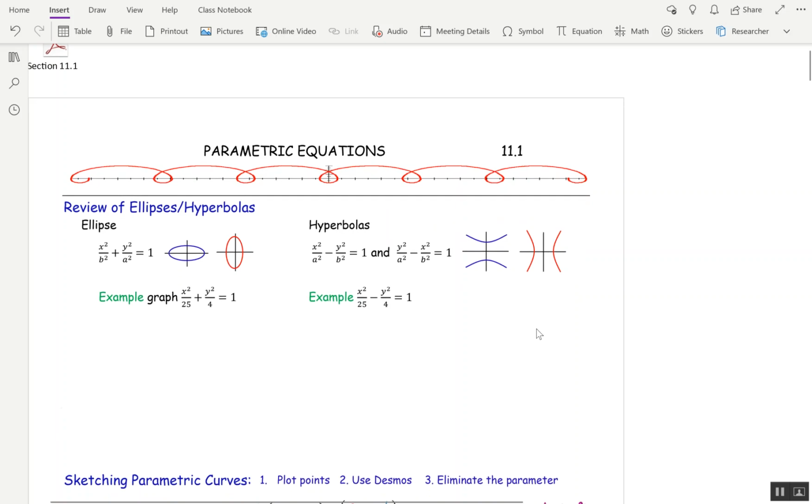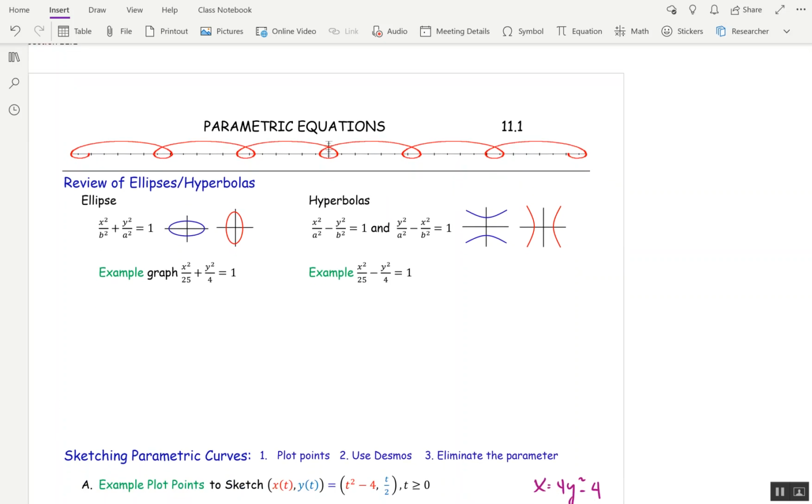This is section 11.1, part 1. Today we're going to talk about sketching parametric curves. I'll tell you what a parametric curve is in a minute, but first we need to do a short review of ellipses and hyperbolas.